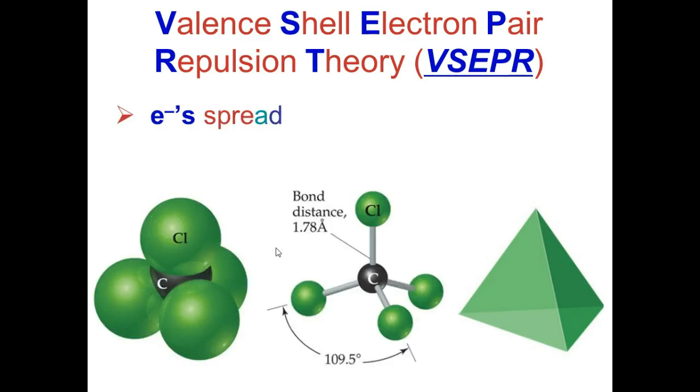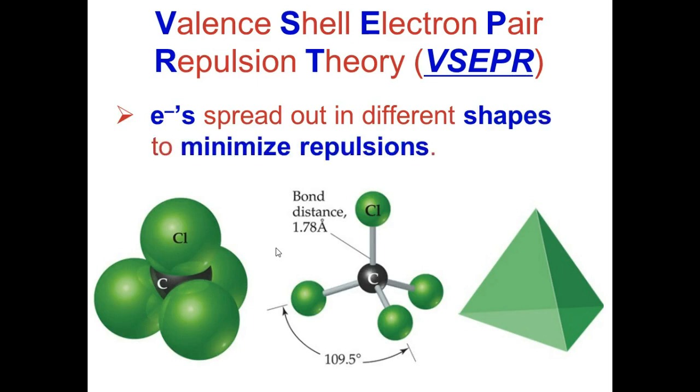Pretty much VSEPR says that electrons spread out in different shapes to minimize repulsions. If you think about electrons or any magnets, the negatives don't want to be next to each other. So the shape is all based off of how these electrons want to repel each other.